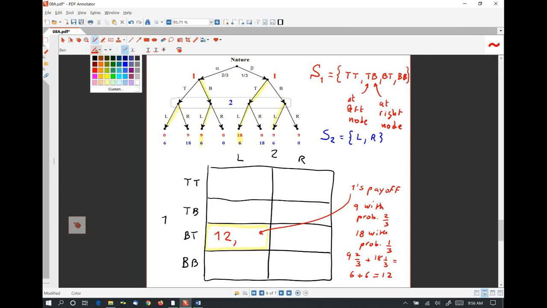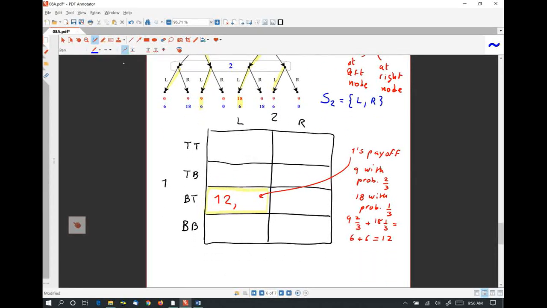What about the payoff of player 2? Payoff of player 2, let's go here.